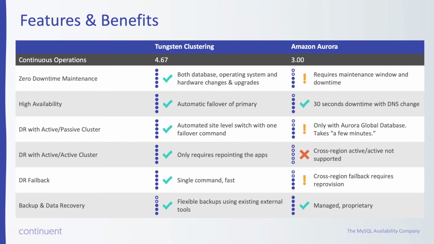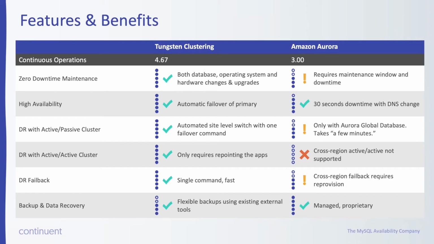How about active passive clusterings? For instance, if you have a DR site, with Tungsten Clustering, a single command will fail over to your DR site. With Aurora using Global Database, that could take a few minutes, and that will keep your application offline for that period of time.